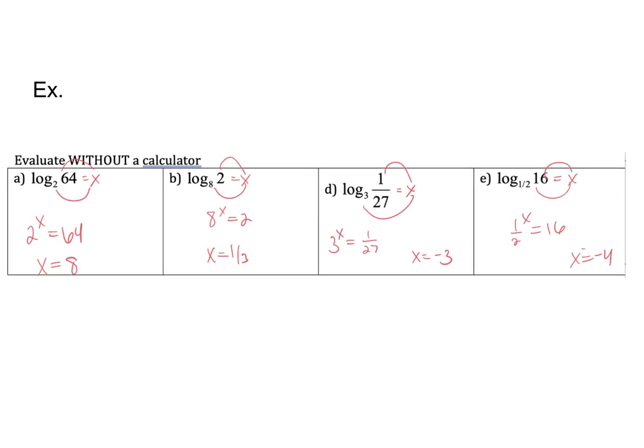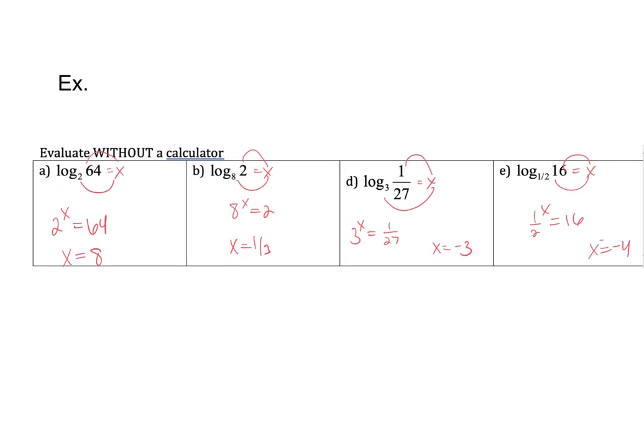One thing to remember is that if you don't see any number here, then the base is 10. If no base is stated, this is called the common log because although all exponential functions can be written this way, it's common in nature and in modeling to use base 10 for the logarithmic functions.